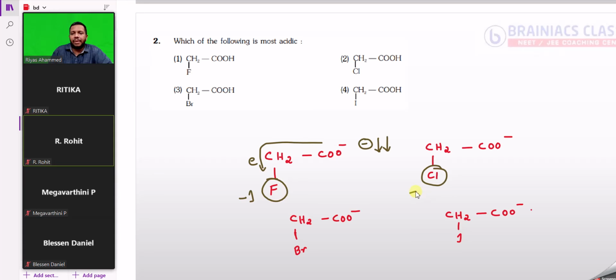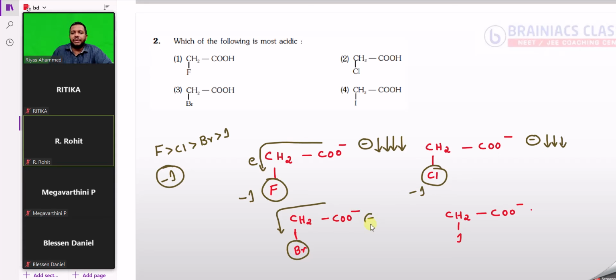Chlorine also has a minus I effect, but the inductive effect of fluorine is higher than chlorine, which is higher than bromine, which is higher than iodine. This is the minus I effect order. So here also it will attract the electron in this direction, but to a lesser extent. If it is decreasing 4 times fast here, here it will be decreasing some 3 times, here some 2 times, and here around 1 time. So who is the most stable here? The first species is most stable. That means it can release the H plus very fast. So option 1 is the correct answer. Is this clear for everyone, all of you?